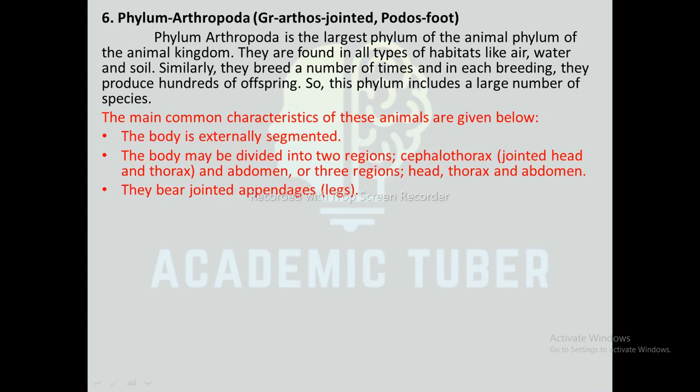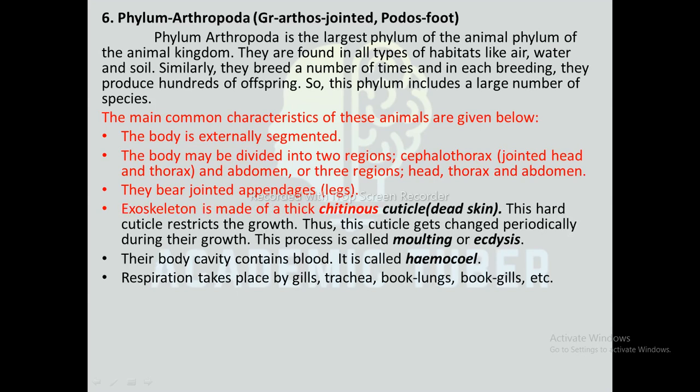Some of the characteristics of Arthropoda are: the body is metamerically segmented. The body may be divided into 2 regions: cephalothorax, the joined head and thorax, and abdomen, or 3 regions: head, thorax, and abdomen. They bear jointed appendages. The exoskeleton is made up of thick chitinous cuticle, and this hard cuticle restricts growth. Thus, this cuticle gets changed periodically during their growth. This process is called molting or ecdysis.